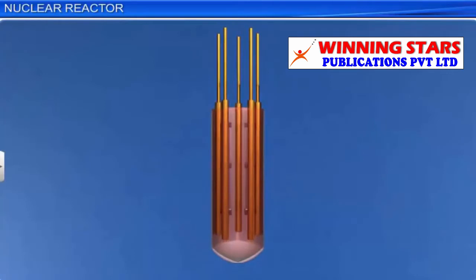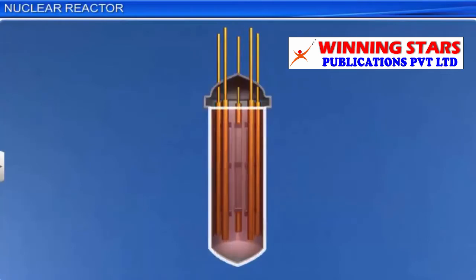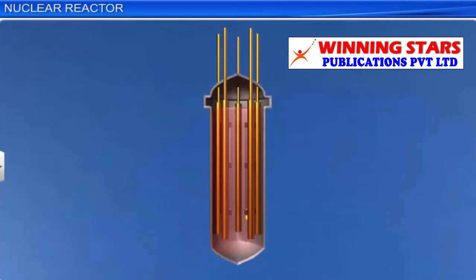The volume of the core is filled with a light nuclei material like either water, heavy water or graphite, which are called moderators. The neutrons released during the fission of uranium-235 have kinetic energies of approximately 2 million electron volt and are called fast neutrons. These fast neutrons escape from the uranium and enter the moderator.